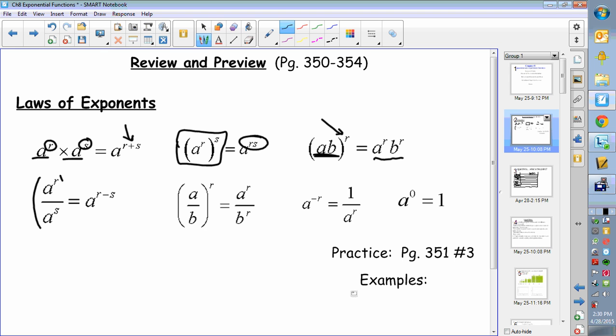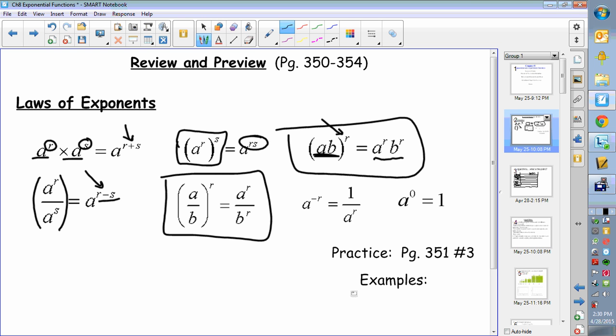If two things are divided, they become a subtract. Multiply is an add, divide is a subtract. This rule right here and that rule right there are the same thing. The power can distribute on a product. It can also distribute on a quotient. And if you have a negative exponent, it's written in the denominator as a positive. And by definition, a to the 0 or anything to the 0 power is 1.